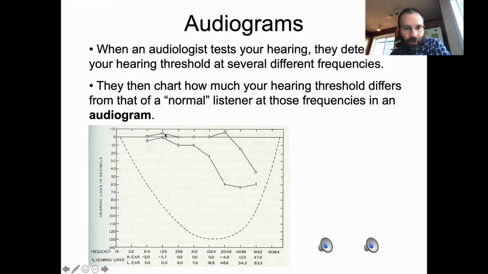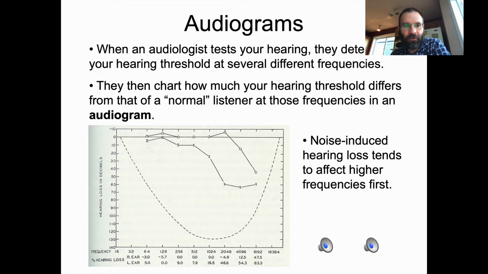The circles are the response of the right ear, which is mostly better for most of this. Then it drops off at the high end, and the X's or crosses are the response of the left ear, which is generally worse than where it's supposed to be. So that's called an audiogram. This gives you a picture of how a particular person processes the different frequencies of sound or speech that a human being is normally sensitive to.